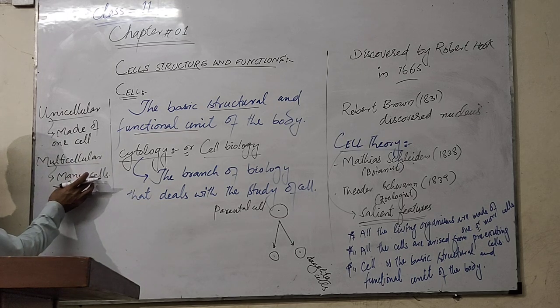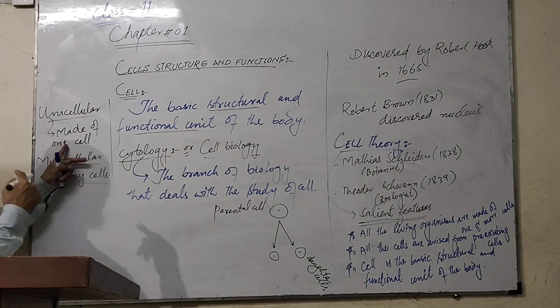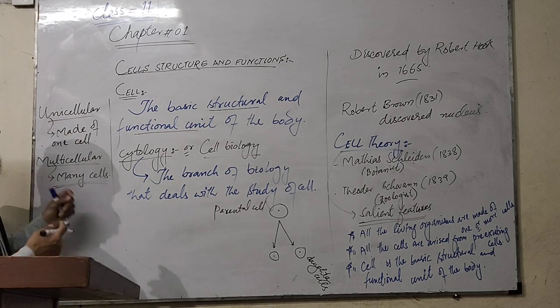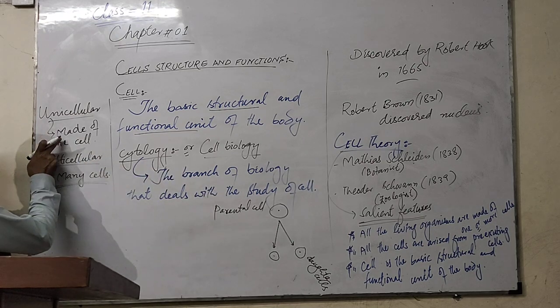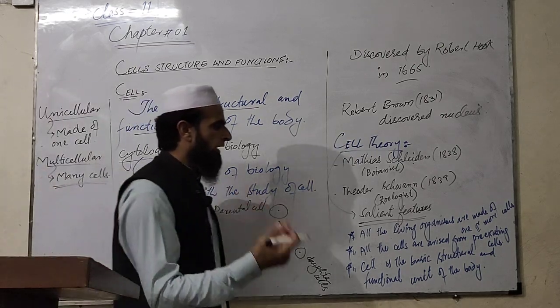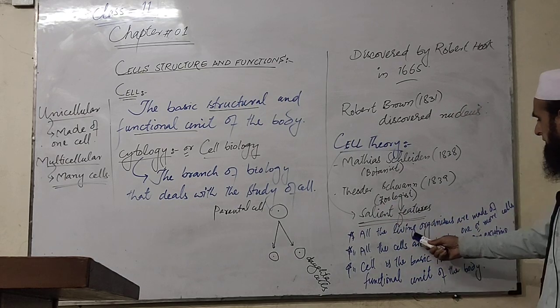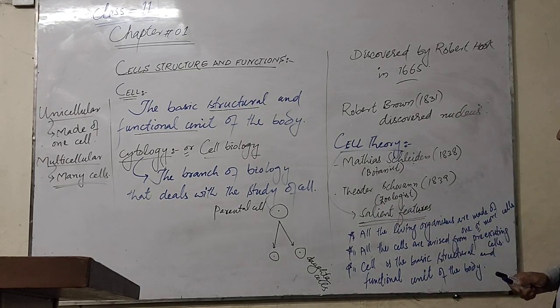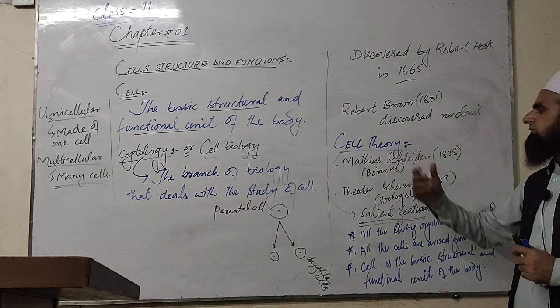So those who are made of many cells, they are called multicellular, and those who are made of a single cell, they are called unicellular. So therefore we say that all the living organisms are made either of one cell or more than one cell. So all the living organisms are composed of one or more cells. All the cells arise from their pre-existing cells, and the cell is the basic structural and functional unit of the body. These are the three main points of the cell theory.